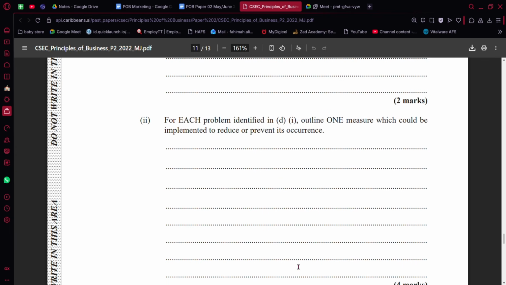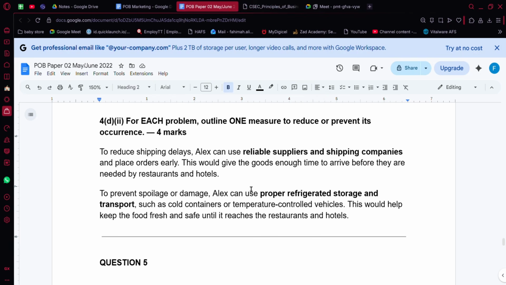For each problem identified above, outline one measure which could be implemented to prevent its occurrence. To reduce shipping delays, Alex can use reliable suppliers and shipping companies and place orders early. This would give the goods enough time to arrive before they are needed by restaurants and hotels. To prevent spoilage or damage, Alex can use proper refrigerated storage and transport, such as cold containers or temperature-controlled vehicles. This will help keep the food fresh and safe until it reaches the restaurants and hotels.